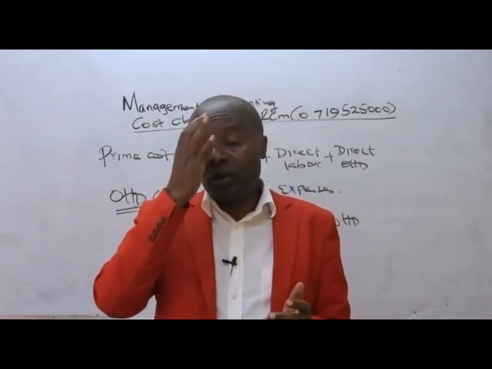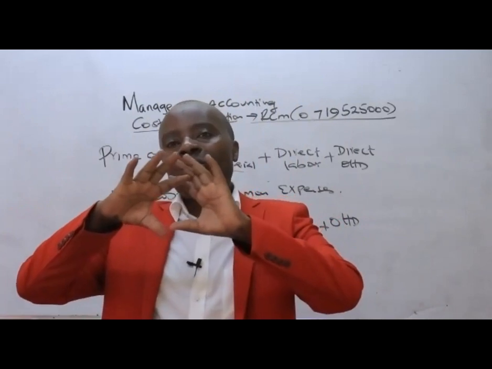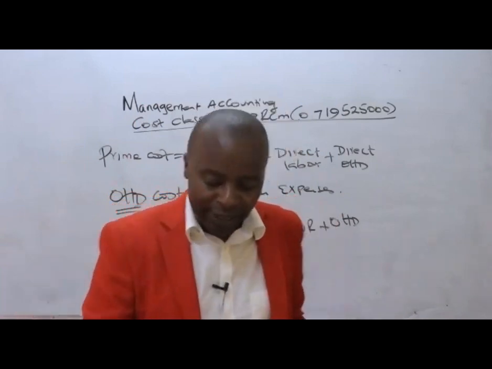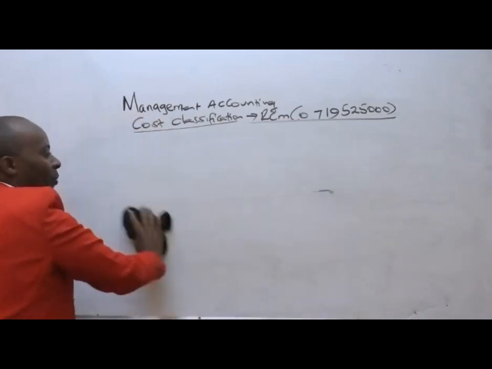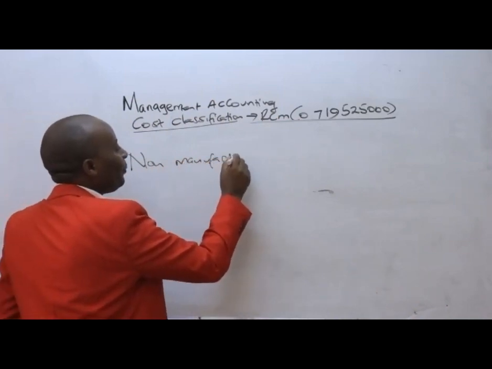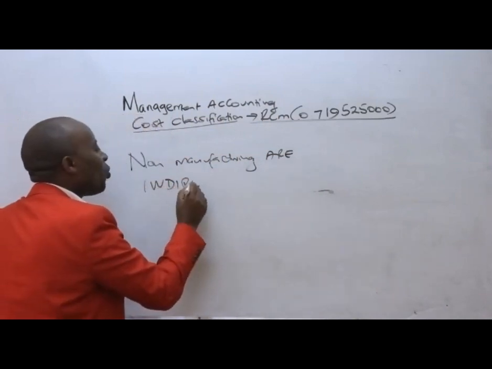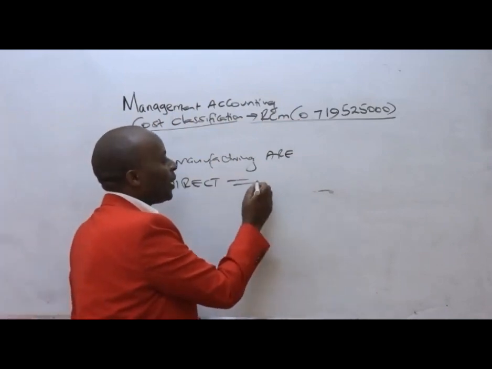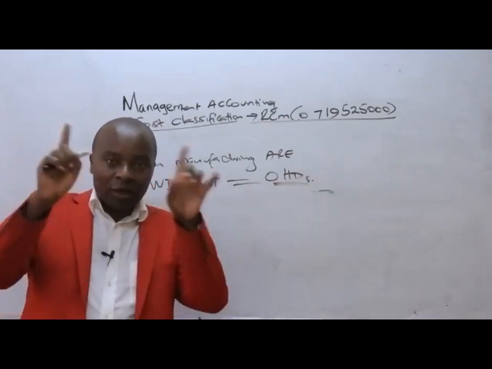Outside the manufacturing cost, we have what we call non-manufacturing costs, which are basically indirect. Non-manufacturing costs are indirect costs. Why indirect? They are not directly attributable to production. And in most cases, these non-manufacturing costs are the ones we call overheads. They're the common expenses.